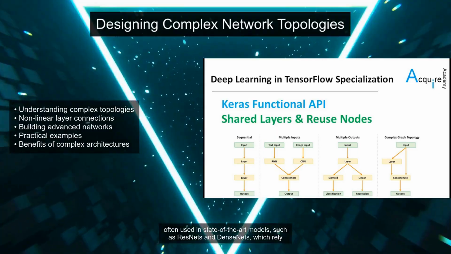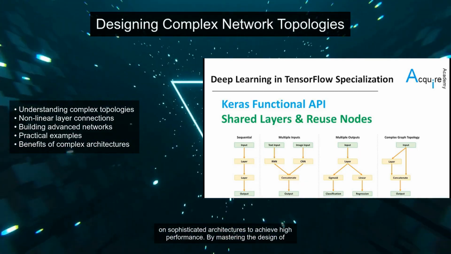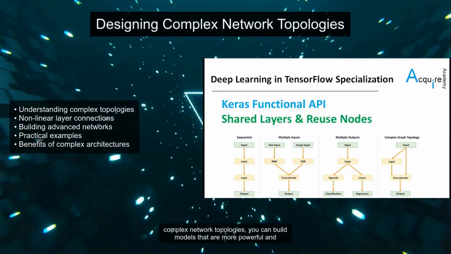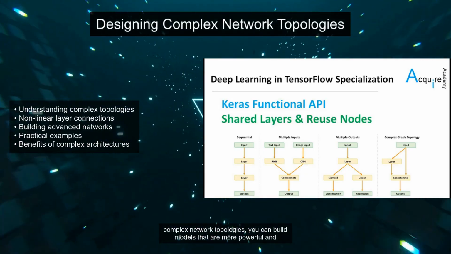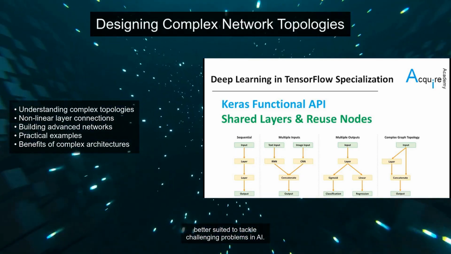Complex topologies are often used in state-of-the-art models, such as ResNets and DenseNets, which rely on sophisticated architectures to achieve high performance. By mastering the design of complex network topologies, you can build models that are more powerful and better suited to tackle challenging problems in AI.